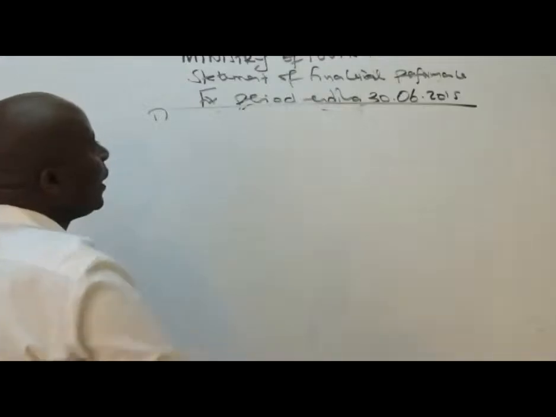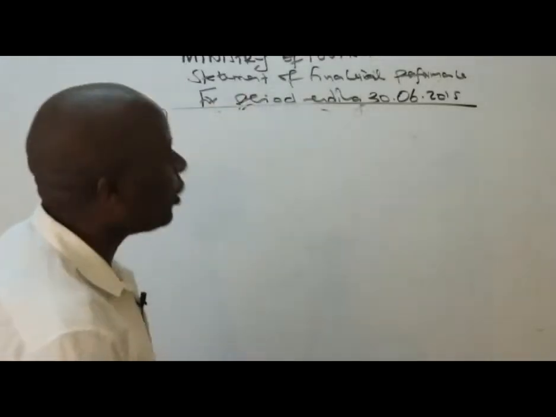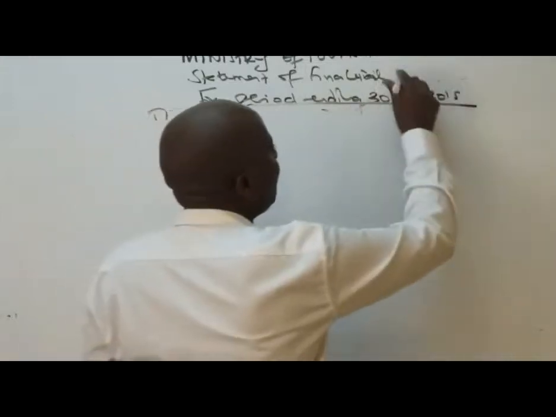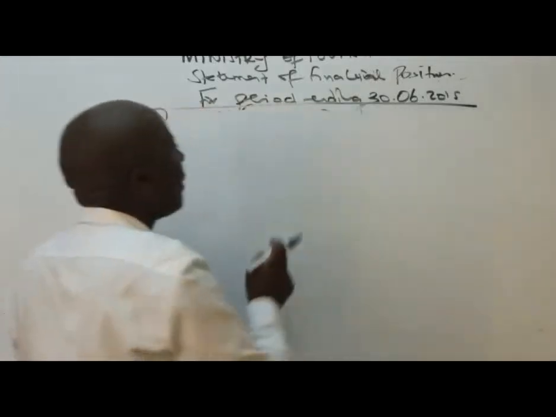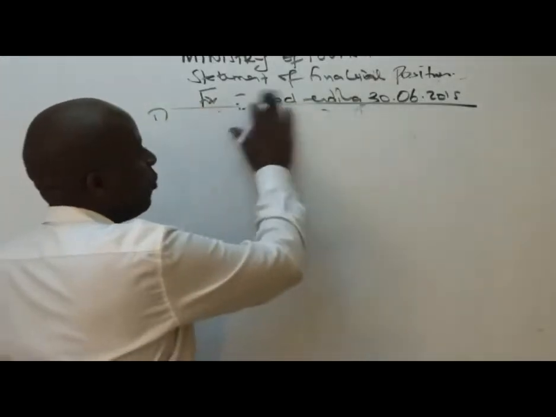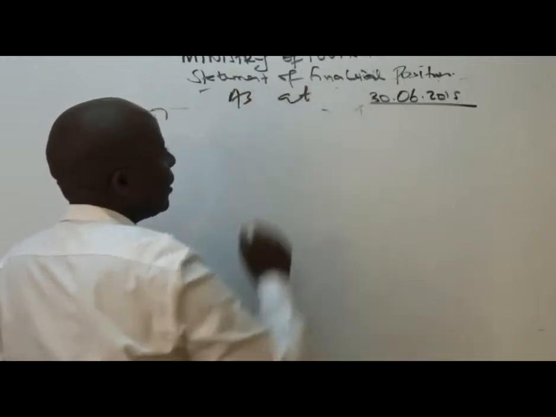So then we have here again, Ministry of Tourism, but this time round, the statement of financial position. We don't talk of period ending, we talk of as at. So we have here as at.